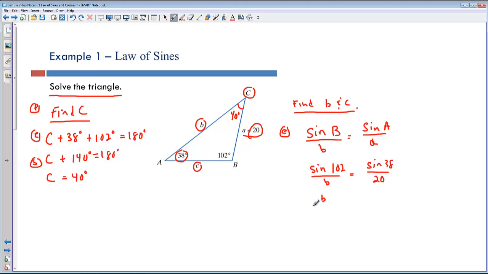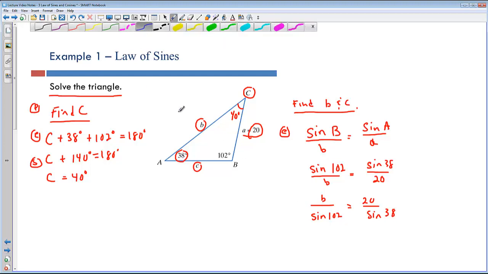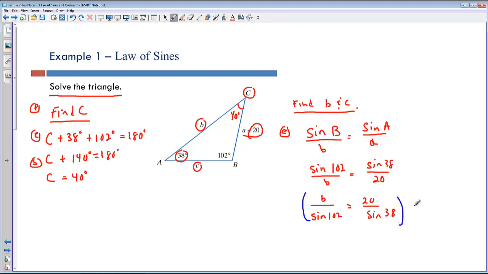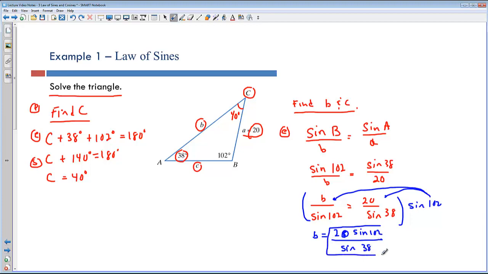I get b divided by sine of 102 on the left is equal to 20 divided by sine of 38 on the right. And then I'm going to clear the denominator on the left because I'm trying to solve for b. So I'm going to multiply both sides by sine of 102. When you multiply on the left, it's going to cancel, and I get my answer for b. So b is going to equal 20 times the sine of 102 degrees, divided by the sine of 38 degrees. So that's the exact answer, and if you like, we can approximate this.